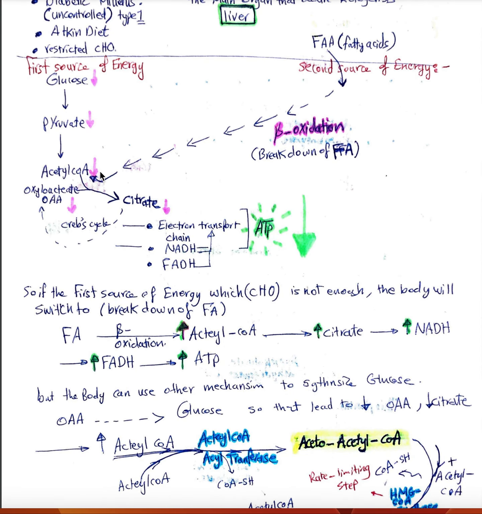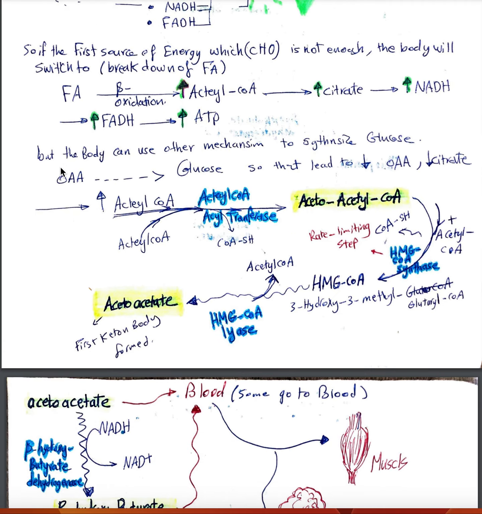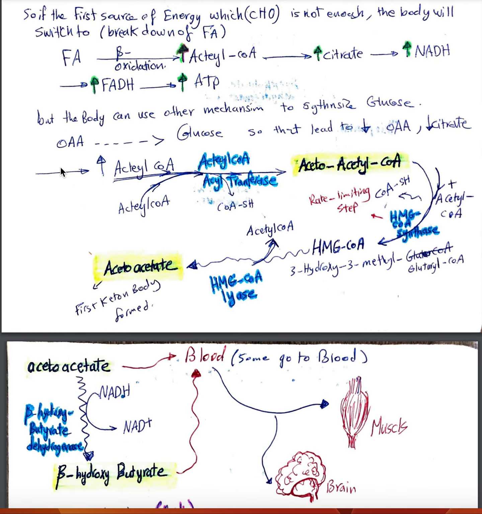If there is acetyl coenzyme A, then it needs to combine with oxaloacetate for the formation of energy. But with prolonged starvation, this source of energy is also depleted. So how are the ketone bodies formed here? We need two molecules of acetyl coenzyme A.